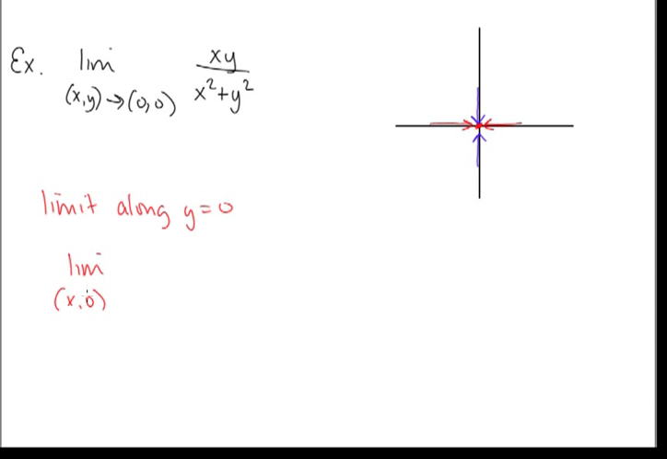So we have the limit as (x,0) goes to (0,0) of x times 0 over (x squared plus 0 squared). Now notice here, we're taking the limit as x approaches 0. So for all of these values, x is not equal to 0, and this becomes 0 over x squared. So this limit is in fact 0. We're not dividing by 0 here for sure. So this limit is equal to 0.